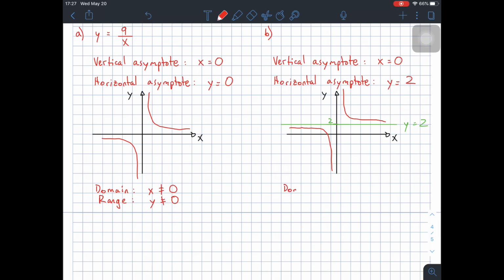And finally, the domain and range follow the same rule as the previous exercise. We just look at the values of the asymptotes and we say x should be different from 0 and the range is y different from 2, because the horizontal asymptote is y equals 2.